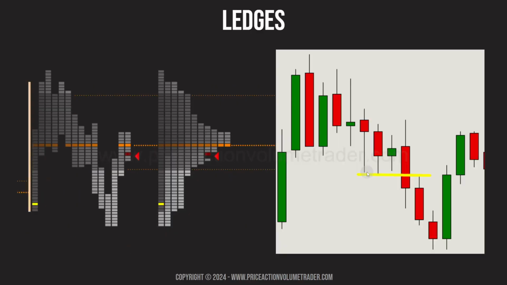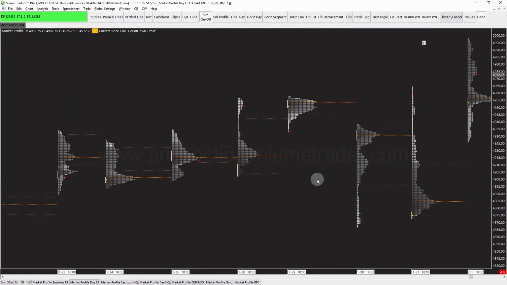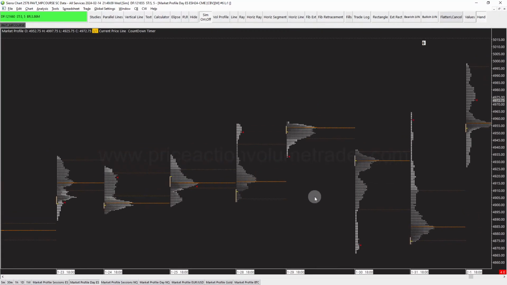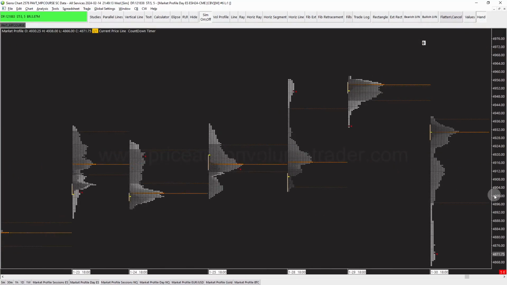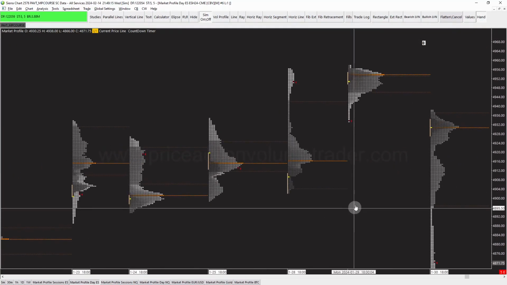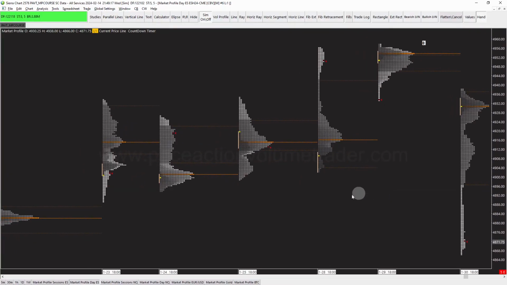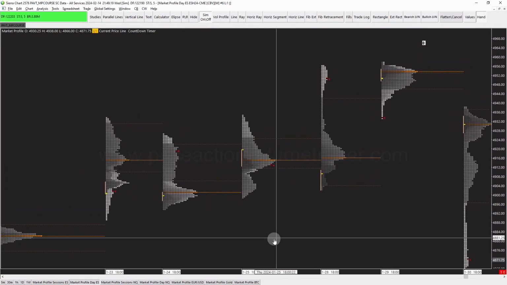Okay, and that's pretty much it. Again, this is all TPO chart elements. I recommend you go into your Sierra Chart or whatever platform you use, TradingView, etc., and just go back on the charts and learn to identify all these levels.